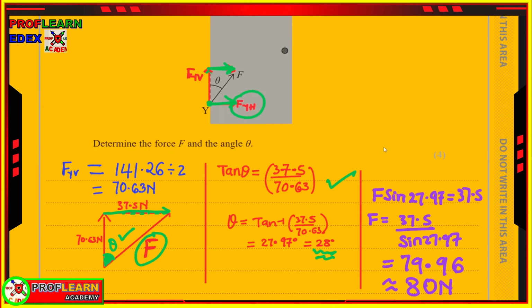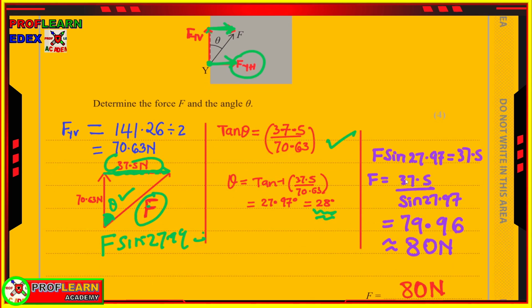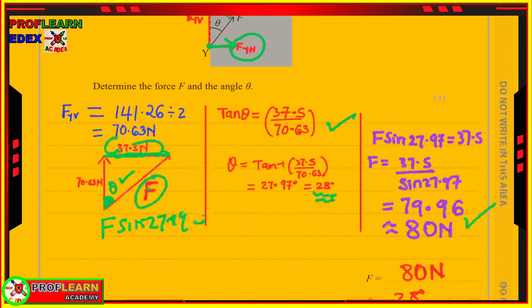Now, remember, we have the angle. We can say, if you have F and this side here is opposite, then F sine of 27.97 is equal to the opposite side that we have here. I related that in order to work out the horizontal component of the force here, which gave us 80 newtons.